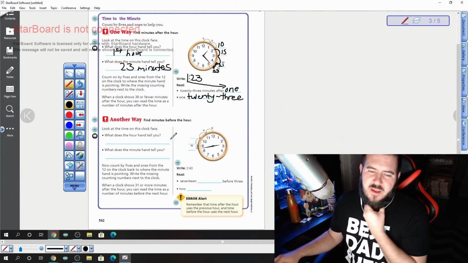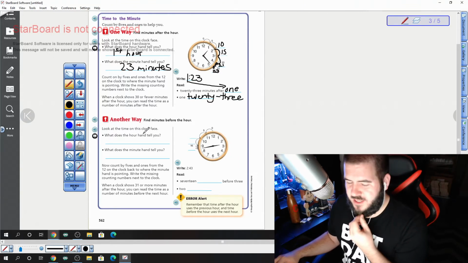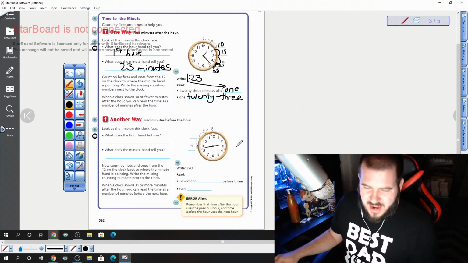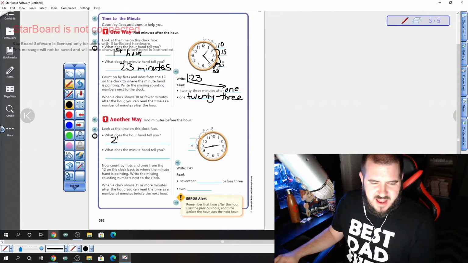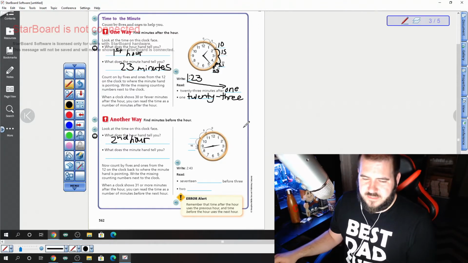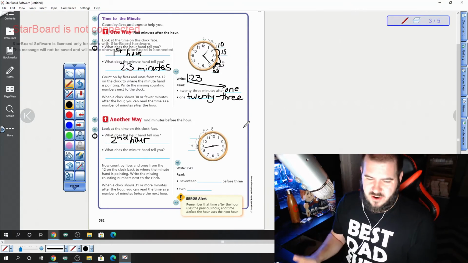Okay? So this is going to switch it up on us a little bit. What we know is that the hour hand here is in between the 2 and the 3. So we know it's the second hour because it's in between the 2 and the 3. It's not 2 to 3 yet, right? Okay? Now, they're going to do something a little tricky here.